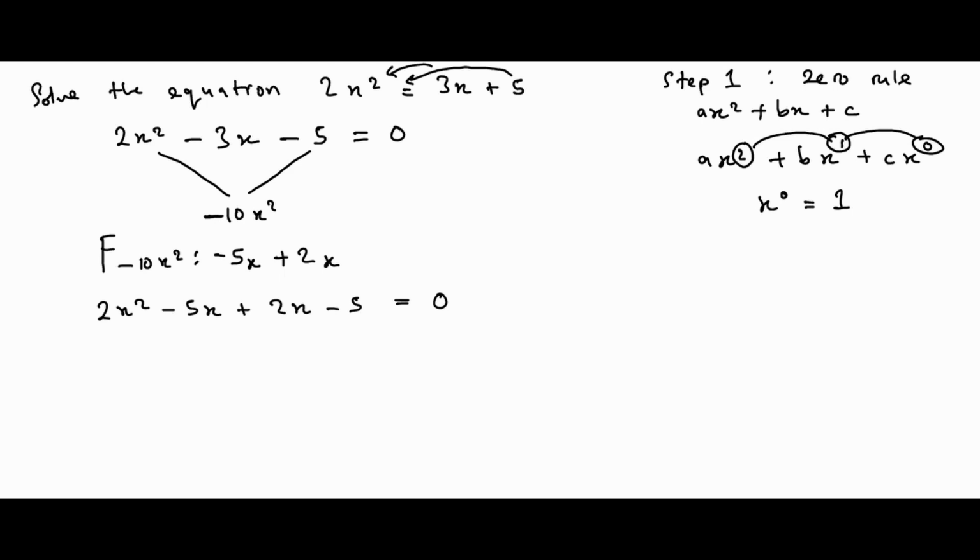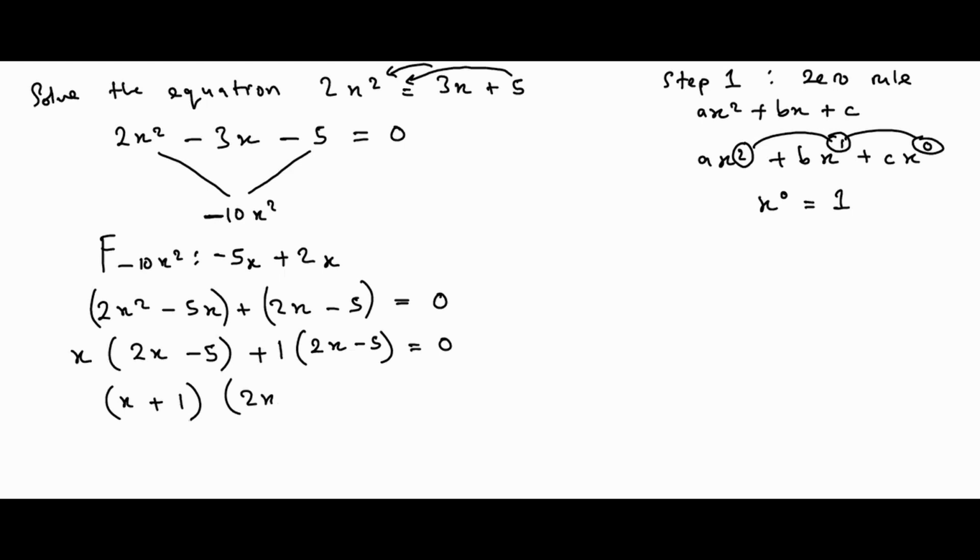This is equal to what? To 0. Then, of course, we group like this. We factor out x in the first case. We are left with 2x, because x times 2x gives 2x squared, minus 5, because x times minus 5 gives minus 5x. Here it is plus. Here we don't have anything common, so we have to factor out 1, leaving 2x minus 5. This is equal to 0. So we group what is outside into its own bracket, x plus 1, and here 2x minus 5 is equal to 0.